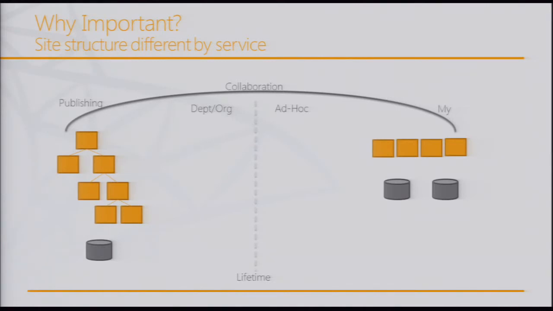So, the world of ad hoc collaboration versus department or organizational collaboration. Now, collaboration sites on the left-hand side of this, since they tend to be more important to the organization, tend to have a lot more content in them, and tend to have a bit of a site collection topology to them. Right? Now, I'm showing these each having their own database. That's just a choice for this diagram. It's not necessarily the case.